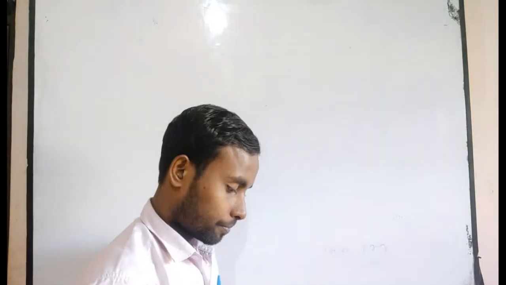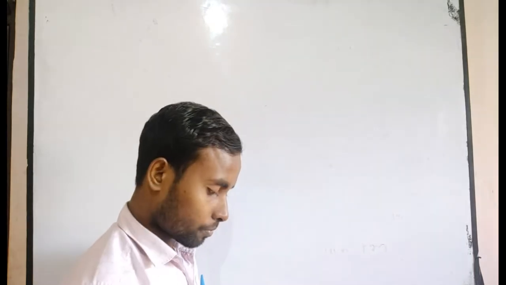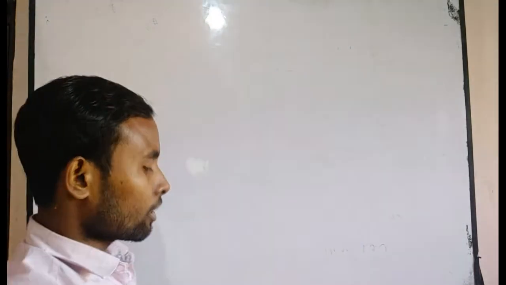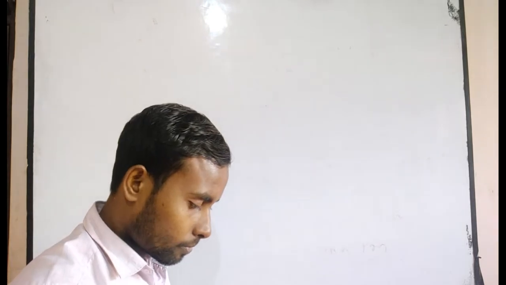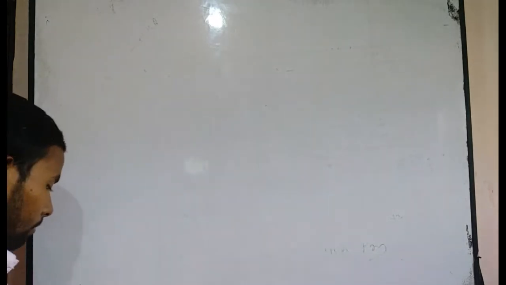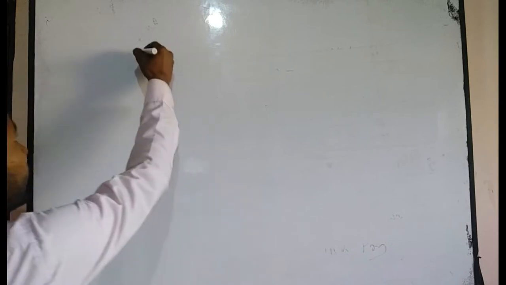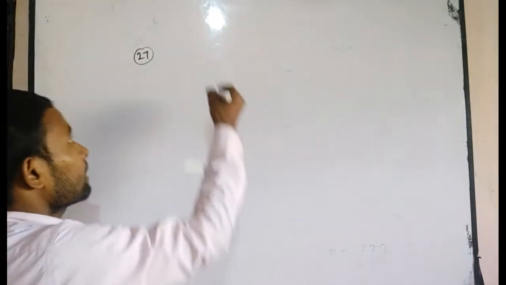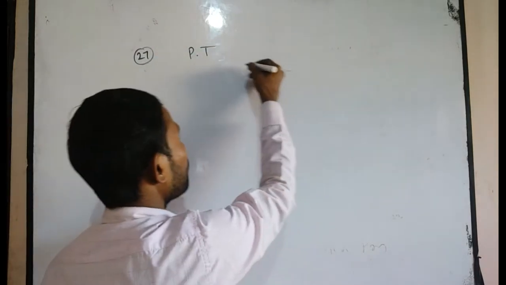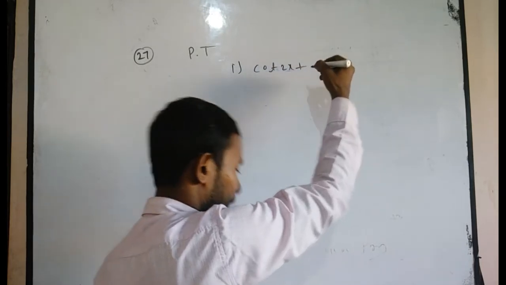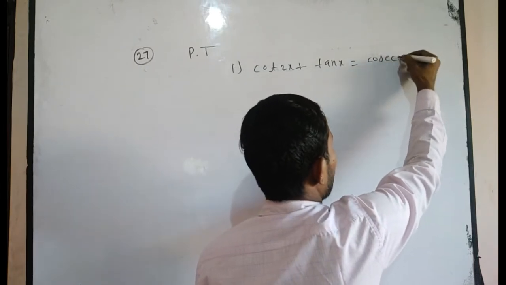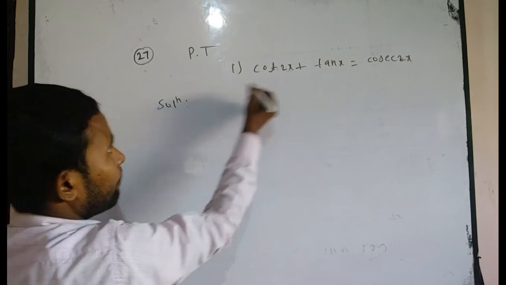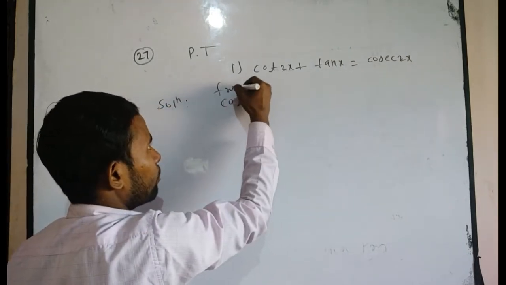In the next question, you have to prove that cot 2x plus tan x is equal to cosec 2x. This is very simple. First you have to start from the LHS.